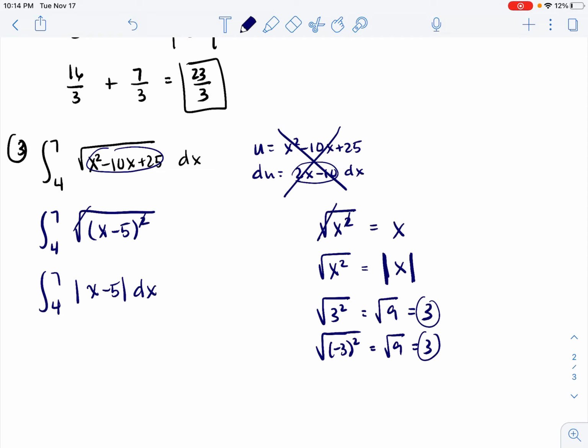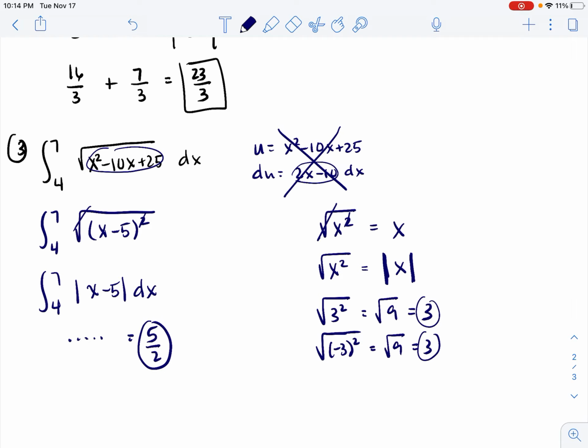Now, if you want to actually solve this one, I'm going to let you go ahead and do it. The answer is 5 over 2, so do it if you can, just to see if you can do it, because I think you can do that one. Remember, set x minus 5 equal to 0, split it at x equals 5, and go from there.